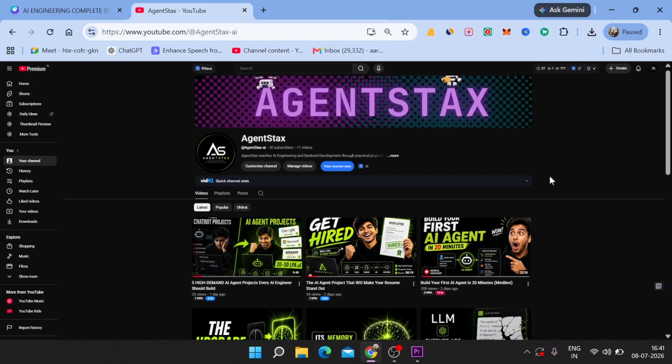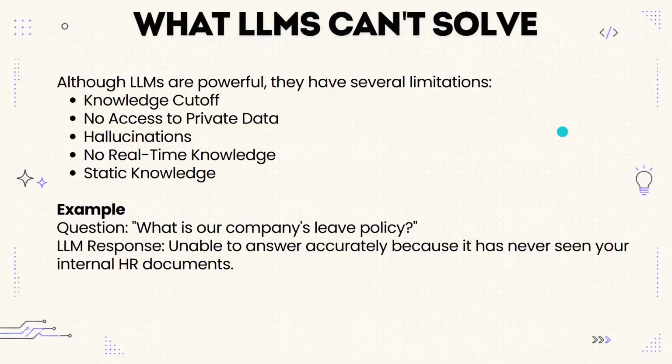And now let's understand why RAG even exists. Firstly, we need to understand what LLMs can't solve. We all know that LLMs are powerful, but they have several limitations. Some of them are knowledge cutoff, no access to private data, hallucinations, no real time knowledge, and static knowledge. So there are a lot of things which LLMs can't solve. Despite all this intelligence, they have several important limitations.